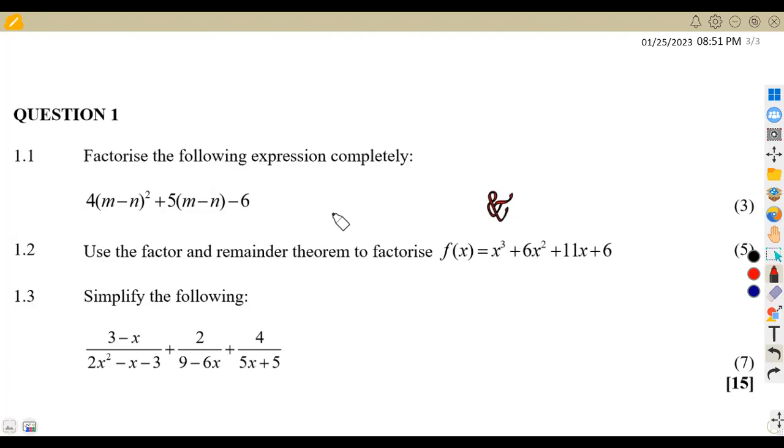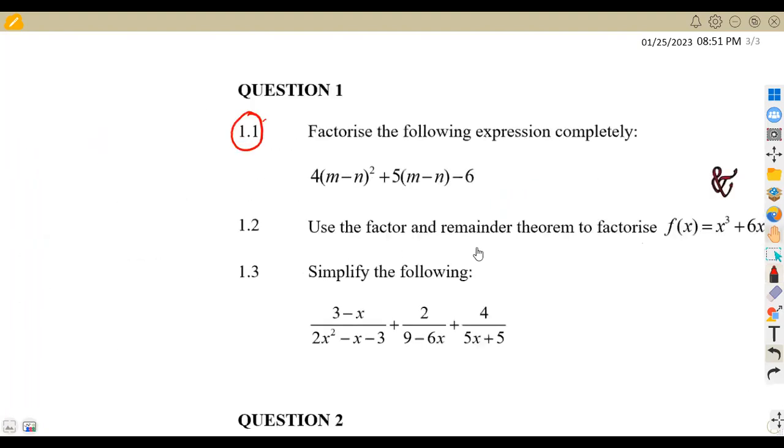All right, anyways, we are not going to waste much time. We are going to quickly rush through the questions that we are given on question 1, where we are asked to factorize the following expression completely, that is 1.1. So I'm just going to show you a different stage that you can actually have.